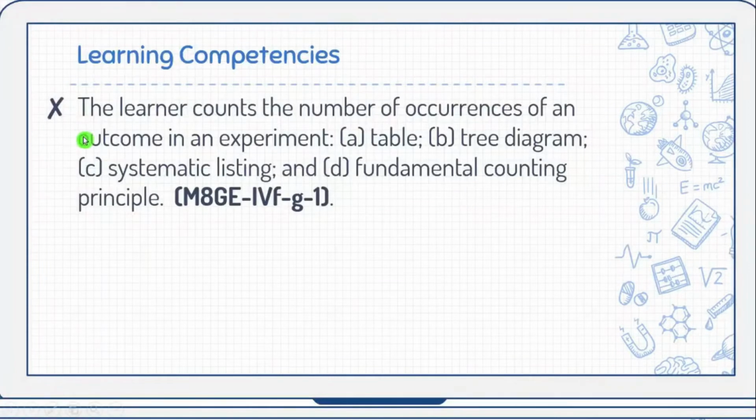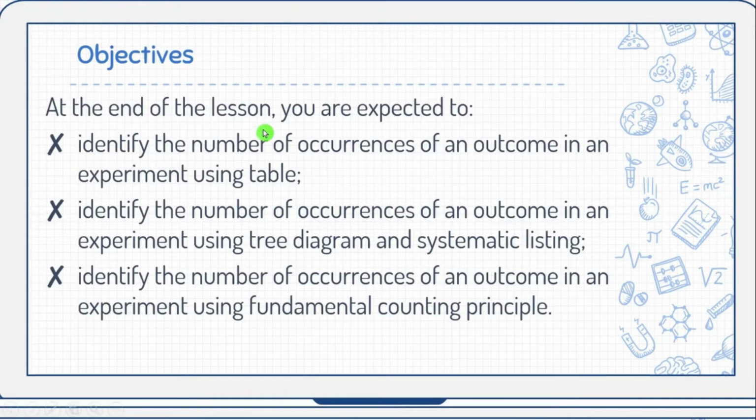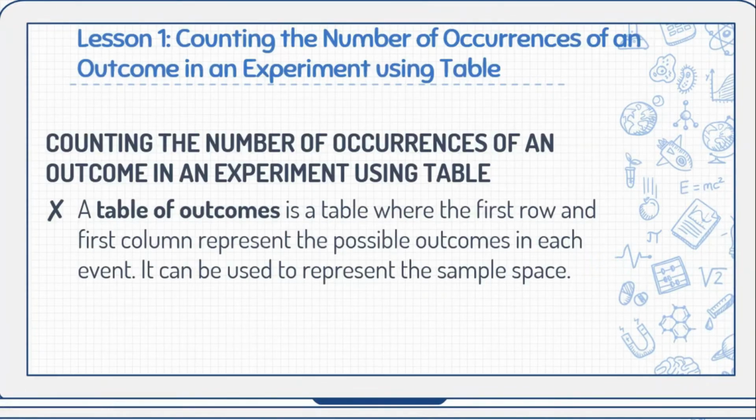Our learning competencies, we have here the learner counts the number of occurrences of an outcome in an experiment. Letter A, table. Letter B, tree diagram. And letter C, systematic listing. And D, fundamental counting principle. Our objectives at the end of the lesson, the students are expected to identify the number of occurrences of an outcome in an experiment using the table, identify the number of occurrences of an outcome in an experiment using tree diagram and systematic listing, and last, identify the number of occurrences of an outcome in an experiment using fundamental counting principle.